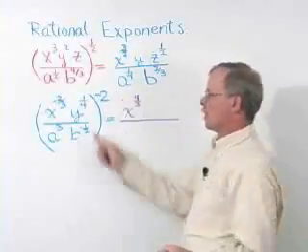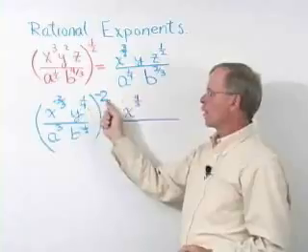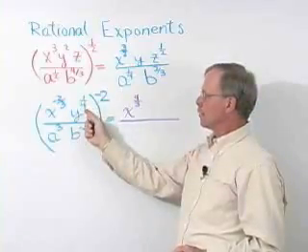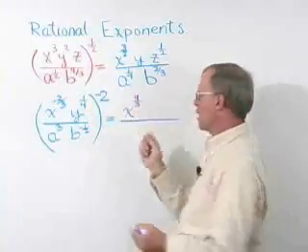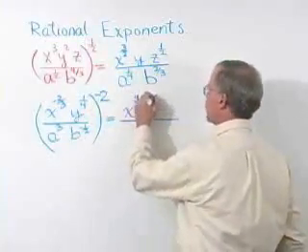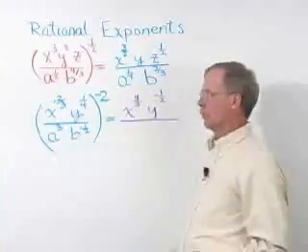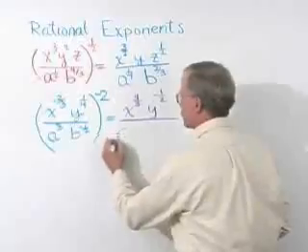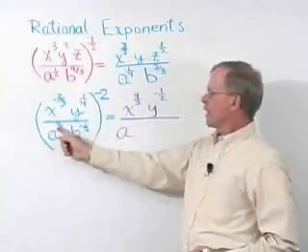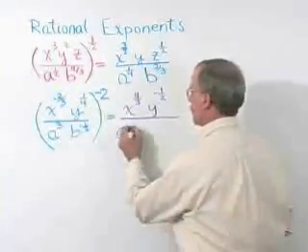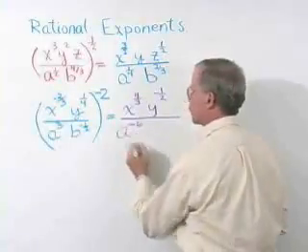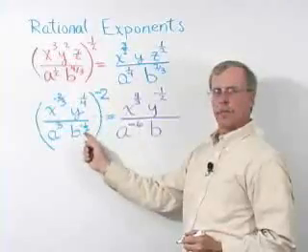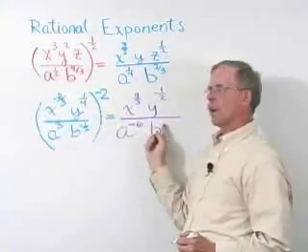Here we'll end up with x: negative 2/3 times negative 2 is 4/3. Y to the 1/4 to the negative 2 power is negative 2 times 1/4, which is negative 1/2, so y to the negative 1/2 power. Then we have a to the 3rd raised to the negative 2, which gives us 3 times negative 2, which is negative 6. And then we'll have b: negative 2 times negative 1/2 is 1.